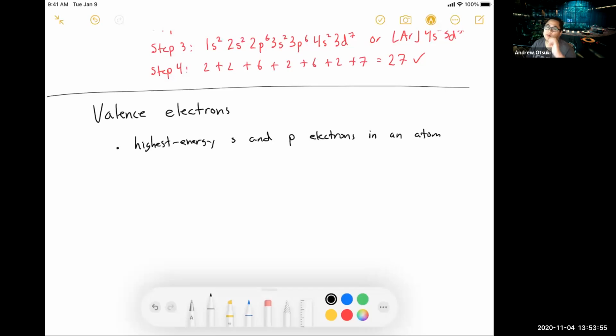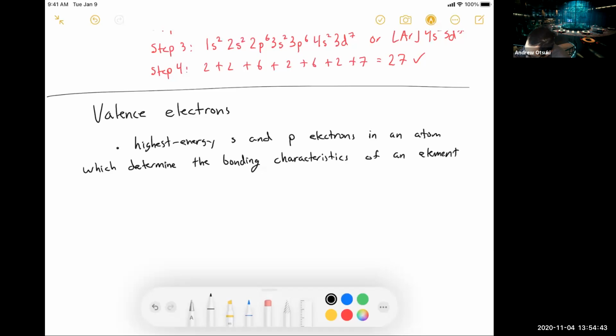But valence electrons, the highest level s and p electrons in an atom, determine the bonding characteristics. Like I said about the bonding and chemical reactions, the bonding characteristics of an element. So next chapter, we will talk about bonding. So this is a preface to that. So it all connects. So for example, we have phosphorus.